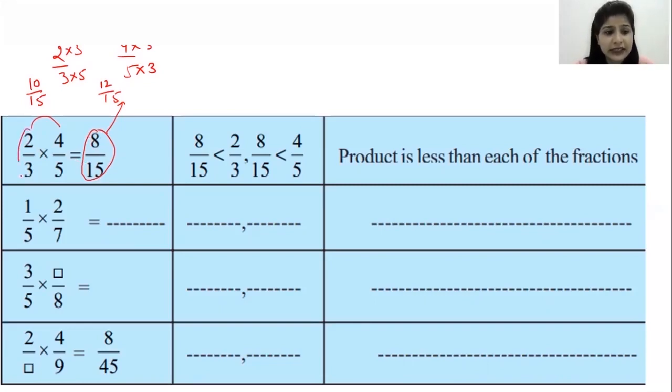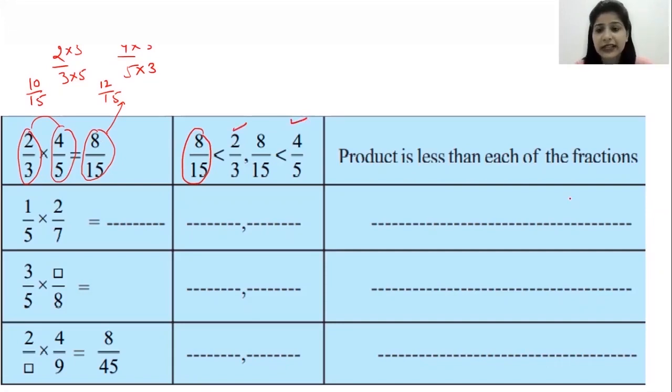Okay, also notice these fractions. Are these proper or improper? These are proper fractions where the numerator value is smaller than the denominator value. So now when we have this, what we can say, whatever the product value we are getting, that is less than both the fractions.